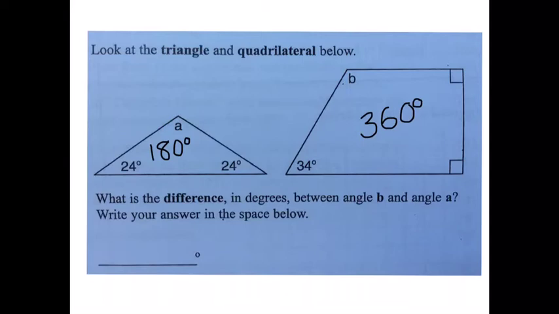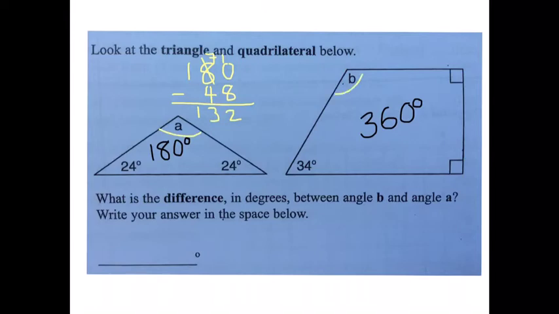Let's work out angle A first. It's going to be 180, and I have to take away 48, the 24 plus the 24. Oh, that is subtraction. A little bit of exchange to begin with. So 10 take away 8 is 2, 7 take away 4 is 3. I've got 132 degrees for angle A.